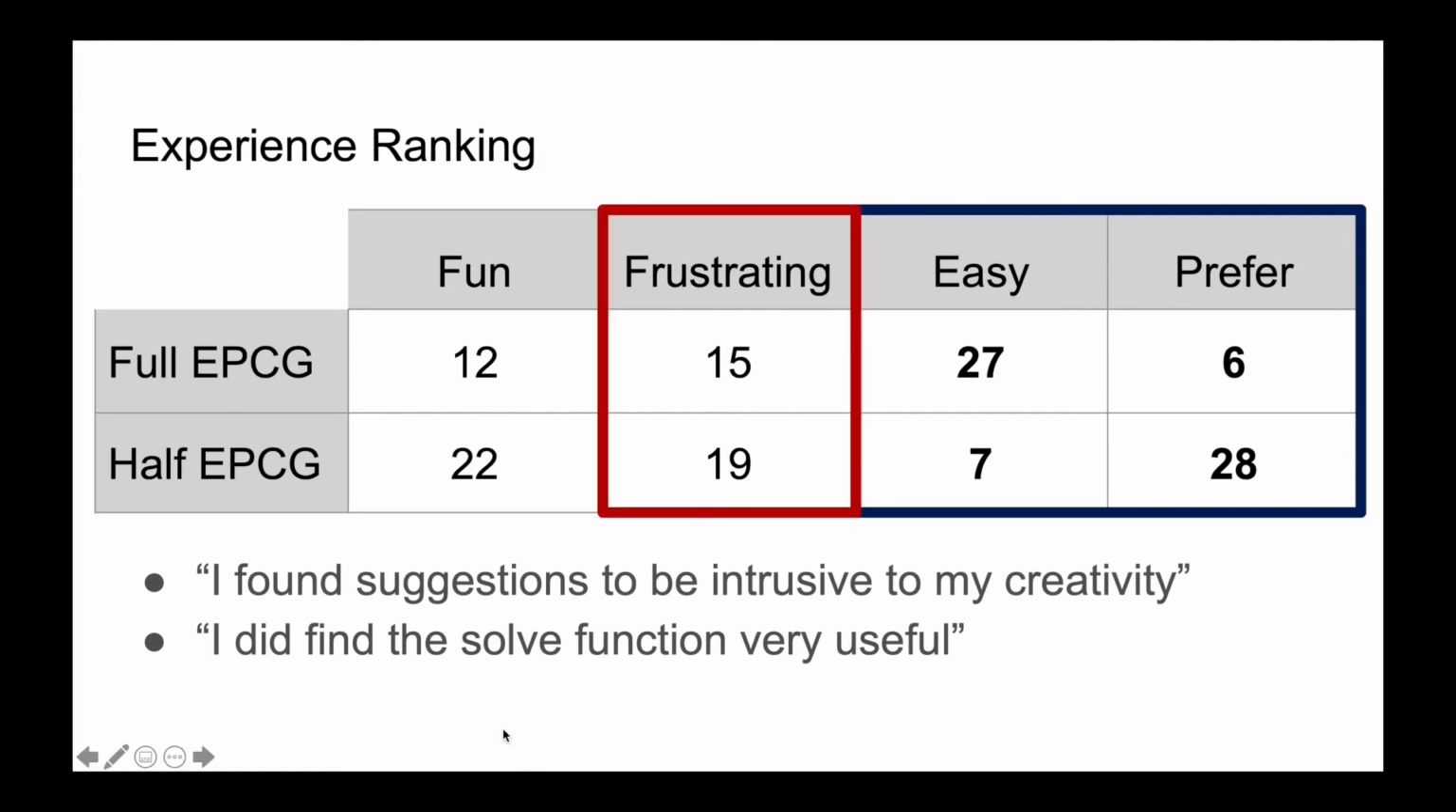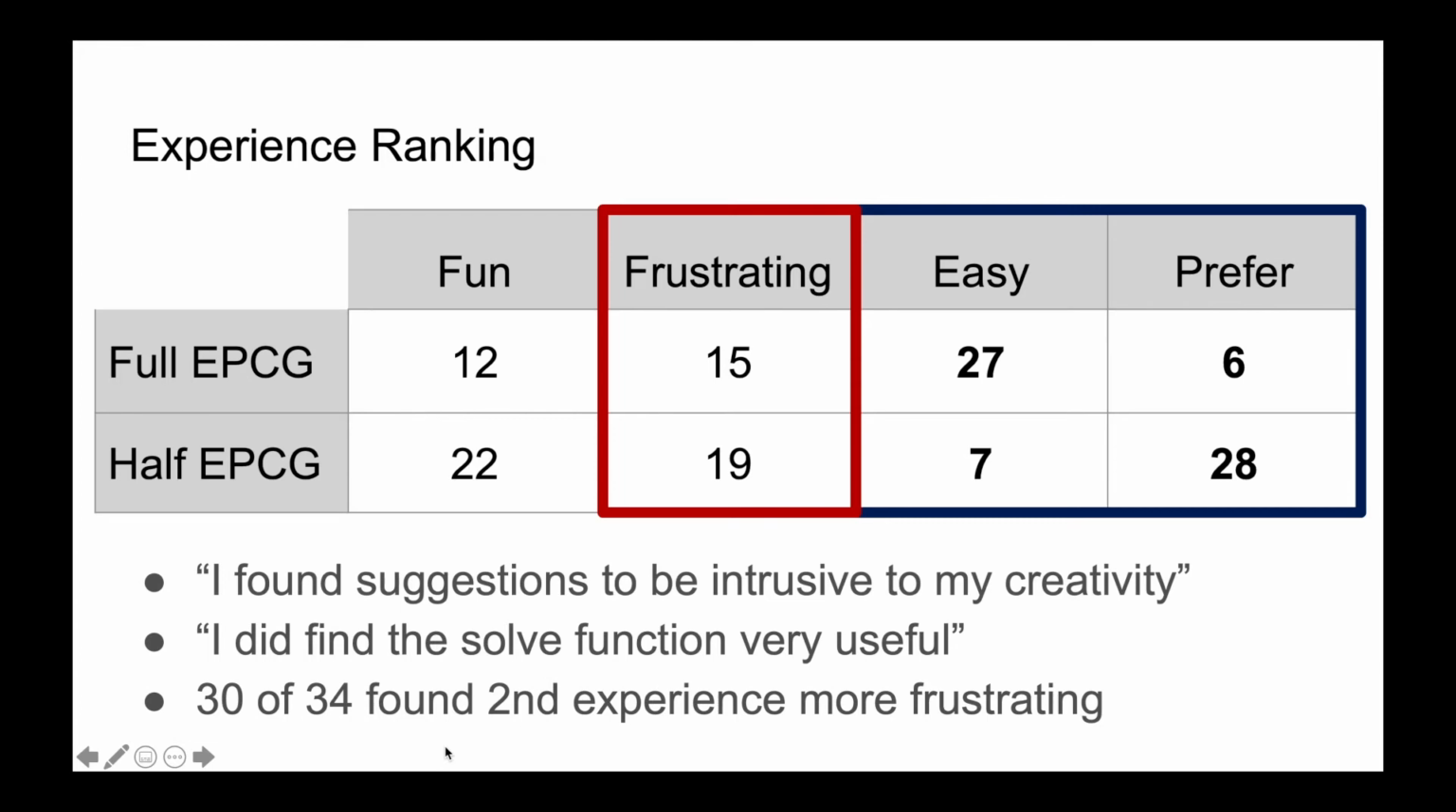One more thing I want to bring to your attention here is the frustrating rankings. So this might seem like it's nearly 50-50, but in actual fact, 30 of our 34, this is after we had to do a downsampling and made sure there was an even number of each condition, 30 of our 34 responses found the second experience to be more frustrating, which we basically found to mean that people found having to design 2 levels in a row a little bit taxing.